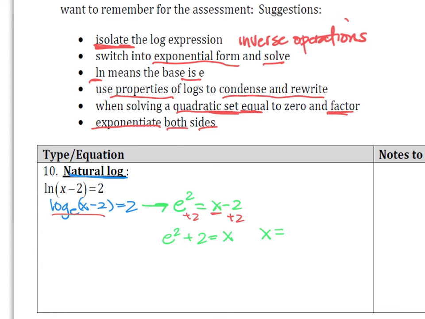So I ended up with 9.39 when you round. Okay, so we always have to realize we need to check just in case our expression in the argument ends up being negative. And I'm pretty sure you can see right here that the 9.39, if it was put into the argument of x minus 2, it would be positive, so we are good to go. All right, next page.